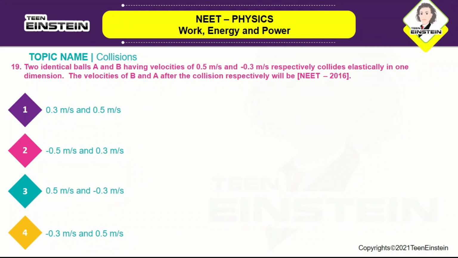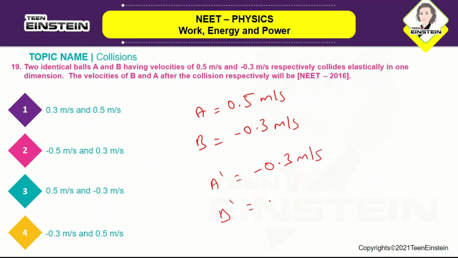Since they are colliding elastically, when two bodies with the same mass collide elastically, their velocities get interchanged. Here the velocity of the first ball is 0.5 meter per second and the second ball is minus 0.3 meter per second. Since they have the same mass and collide elastically, their velocities get interchanged. So now the new velocity will become minus 0.3 meter per second for A and 0.5 meter per second for B. So the correct answer is option number 4, minus 0.3 meter per second and 0.5 meter per second.